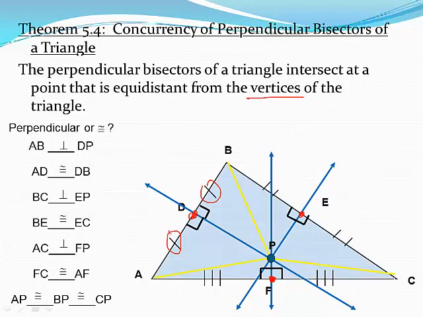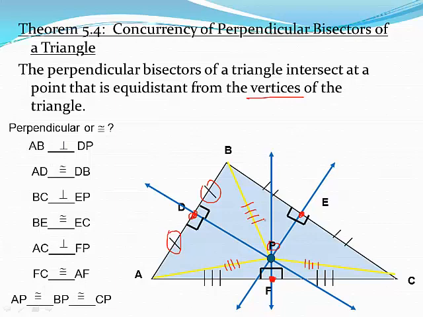And FC is congruent to AF by the labeling. Since we know that all of these are perpendicular bisectors, they intersect at a point of concurrency, which is P. Here's your point of concurrency. And if you apply the perpendicular bisector theorem, all of these lengths, 1, 2, 3, 4, are going to be congruent.